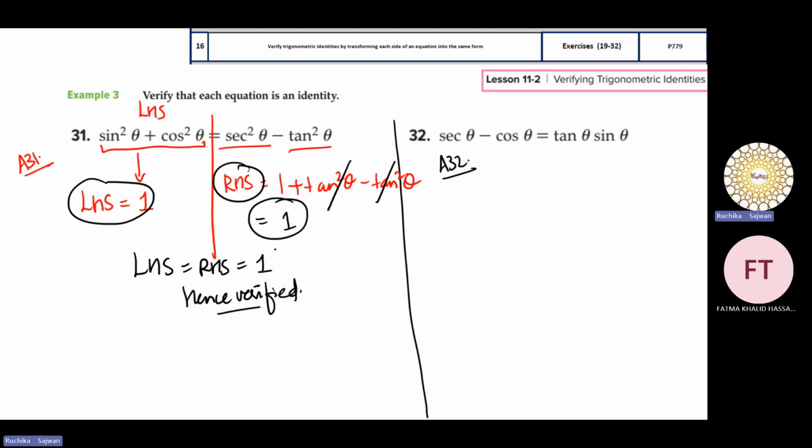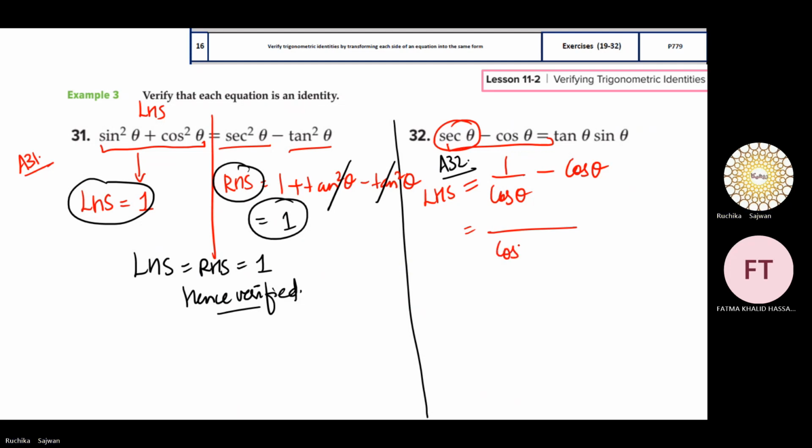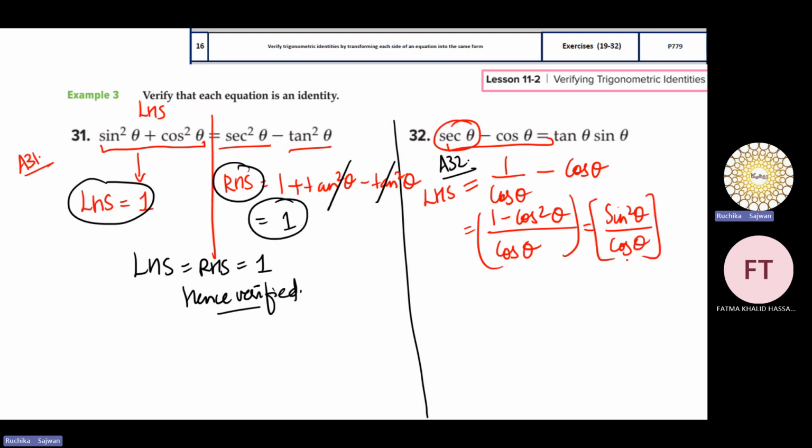Okay, for this one, I begin with the left side because I feel like I'll be able to simplify in a better way. And I know secant is the reciprocal of cos. So 1 over cos minus cos theta. So this is my left side, okay? Now, obviously, I will take the LCM. And when I take the LCM, my numerator will come out to be 1 minus cos square theta. Again, I can go for Pythagorean at this step and get my sine square theta over cos theta. So this is my left side.